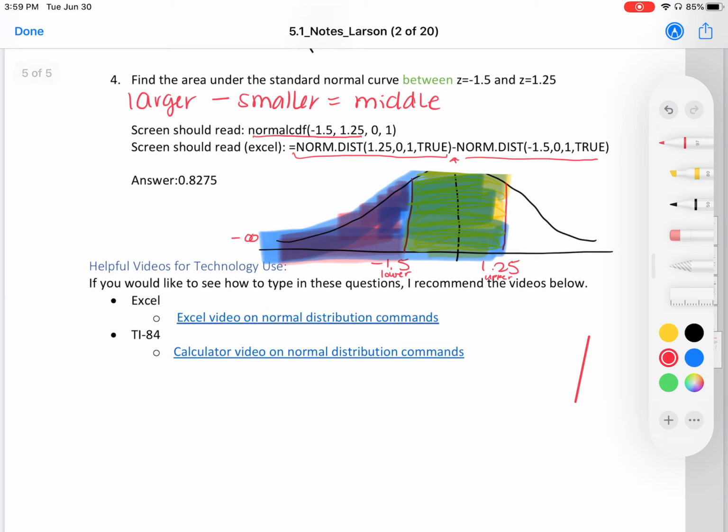All right, this section is really important. I think drawing it makes it easier to work with. I did provide some videos that I think explain how this works and how you use your functions in Excel or your calculator or whatever you're working with. So check those out.